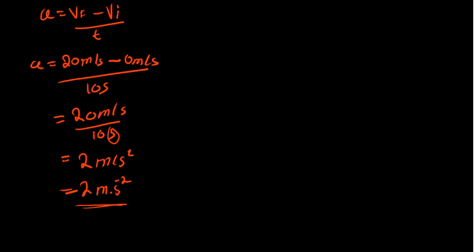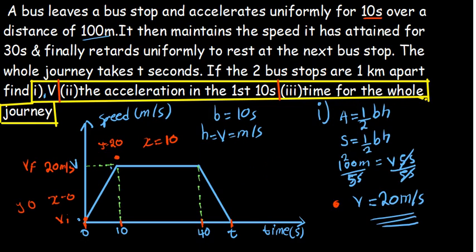So we go to the last question. The last question says find the time for the whole journey. So there is another point that is given, to say the two bus stops are 1 kilometer apart. If you look at the first distance that were given, they were given in meters. Then they say the distance from the first bus stop to the last bus stop in between is 1 kilometer.